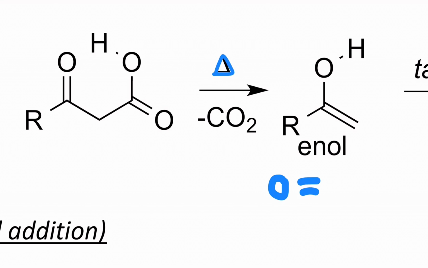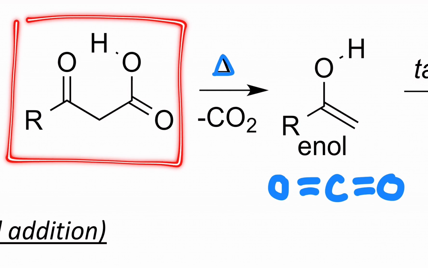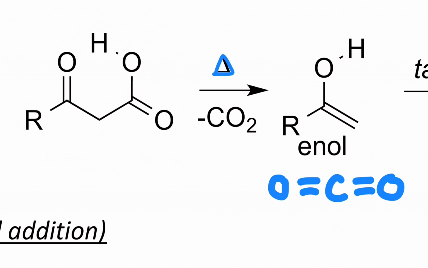Here is a carbon dioxide molecule. See if you can hit pause and draw curved arrows on top of this structure to show how it turns into the enol and a CO2 molecule. Try that now. Okay, so welcome back.